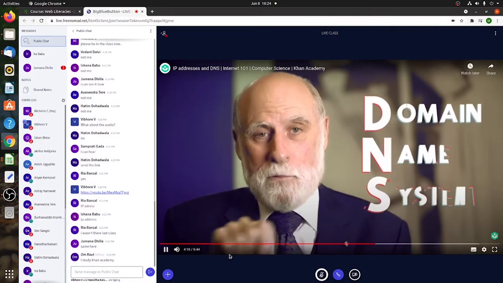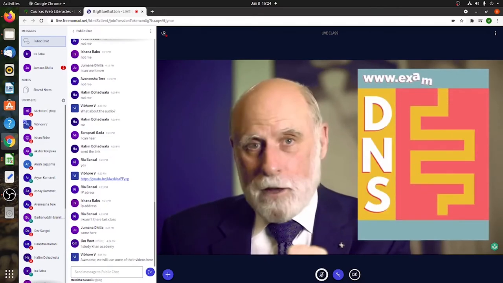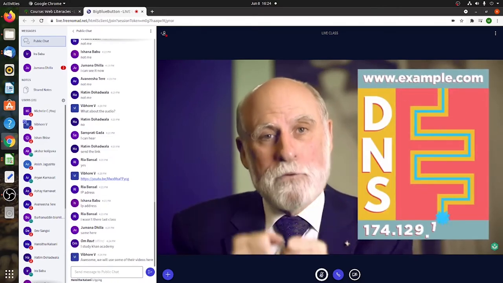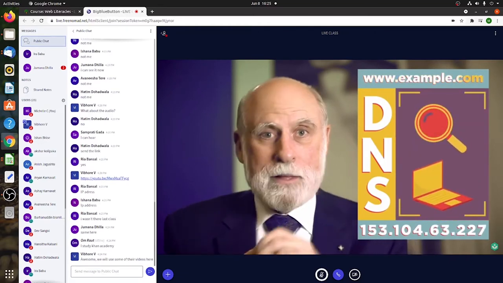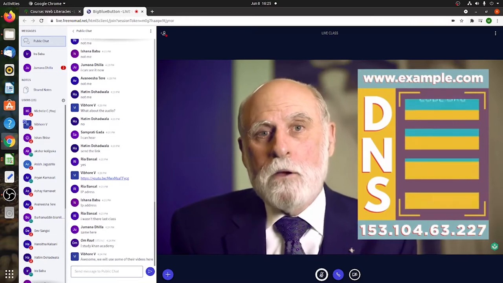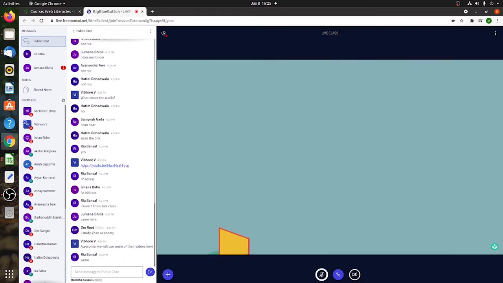System called the domain name system, or DNS, associates names like www.example.com with the corresponding addresses. Your computer uses the DNS to look up domain names and get the associated IP address, which is used to connect your computer to the destination on the internet. And it goes a little something like this.